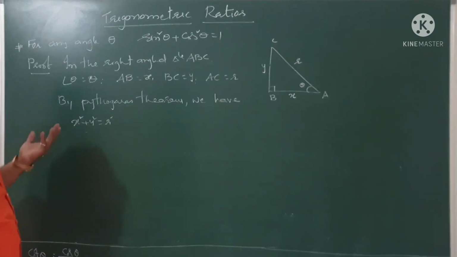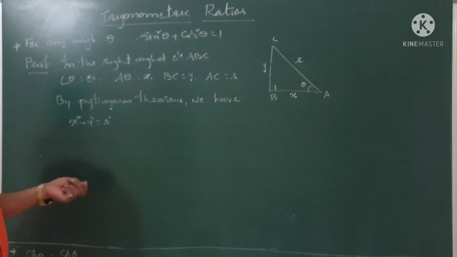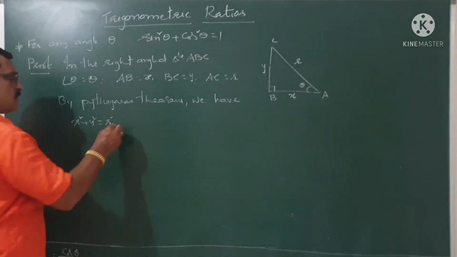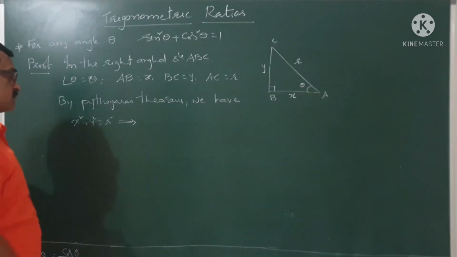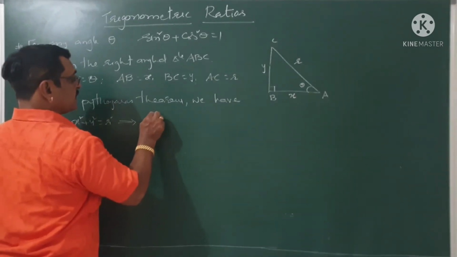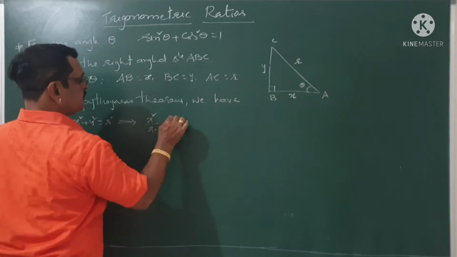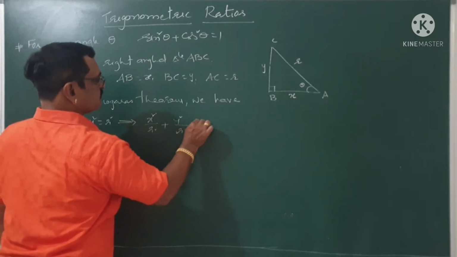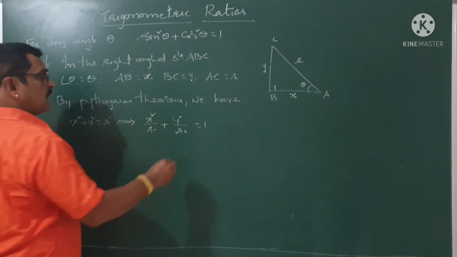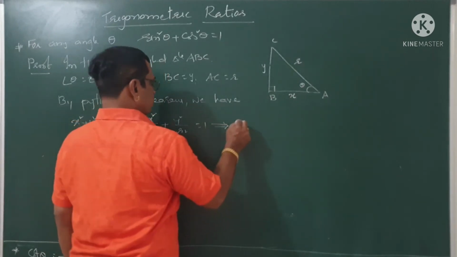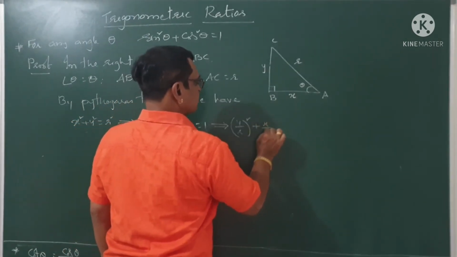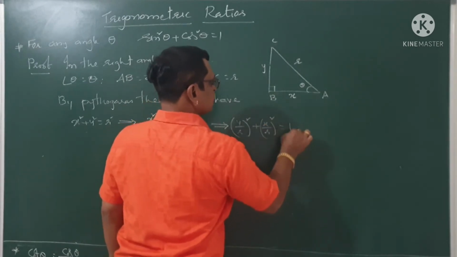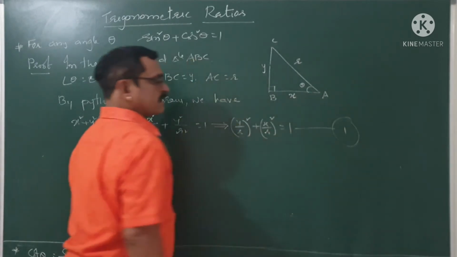Okay, to prove my identity, I do some small manipulation. I divide both sides by r square. Then I get x square by r square plus y square by r square is equal to 1. Or you can write (y by r) whole square plus (x by r) whole square is equal to 1. Let this be 1.